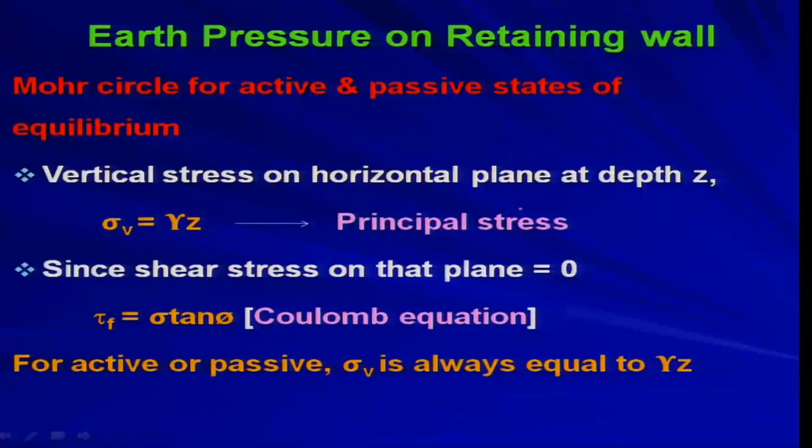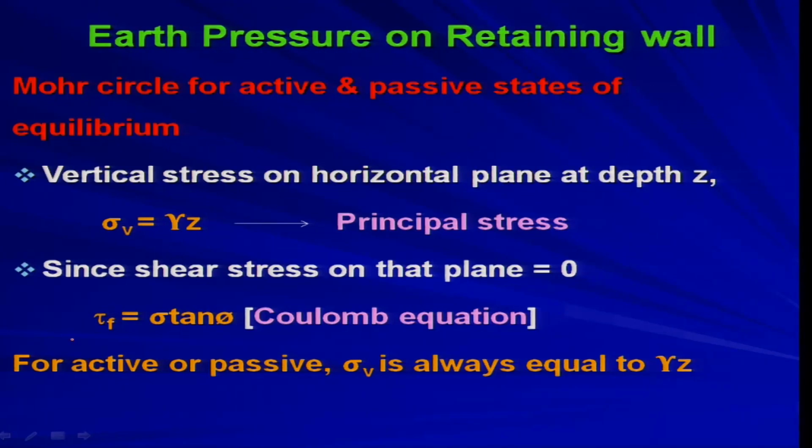Okay. Now, coming to the Mohr circle for active and passive states of equilibrium. The vertical stress on a horizontal plane at any depth z is sigma v, which is equal to gamma z. This is one of the principal stresses. If you are considering active state, this will be your major principal stress. If you consider the passive state, it will be your minor principal stress, but it will be one of the principal stresses. Since the shear stress on that plane is 0, it becomes a principal stress.